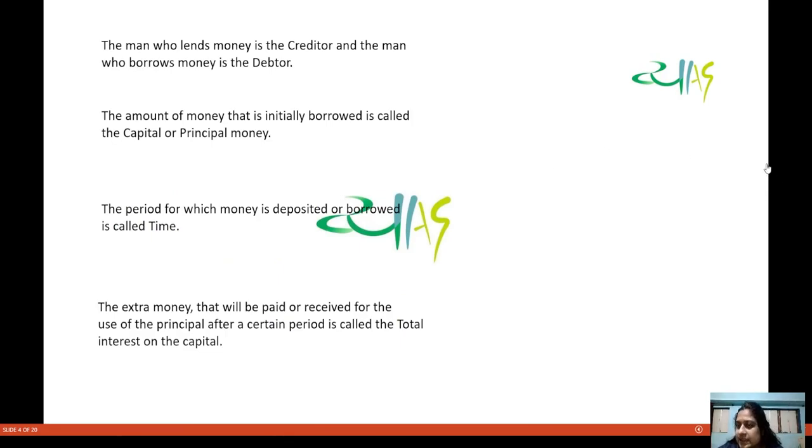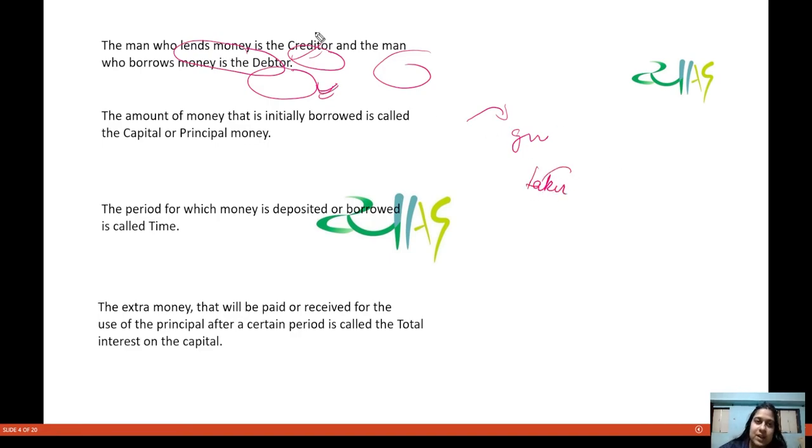Now let us understand some basic terms about money lending. A man who lends money is called the creditor, and the man who borrows the money is called the debtor. So in a question, whenever someone is called a creditor, he is giving you the money, and someone called a debtor is taking the money. This one is giving the money and this one is taking the money. So I hope you understand this.